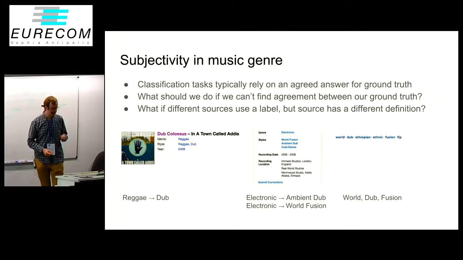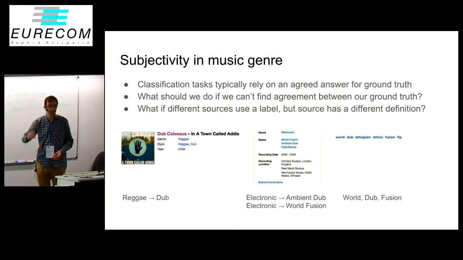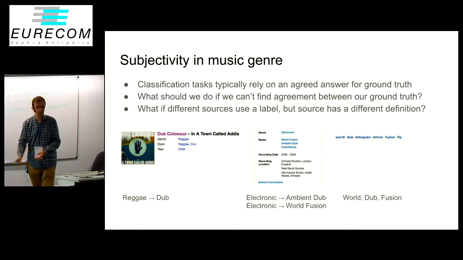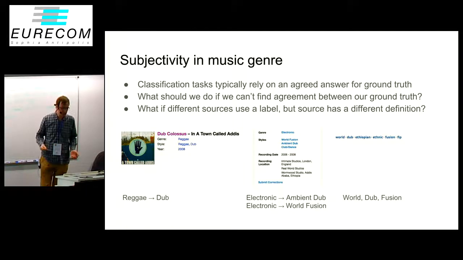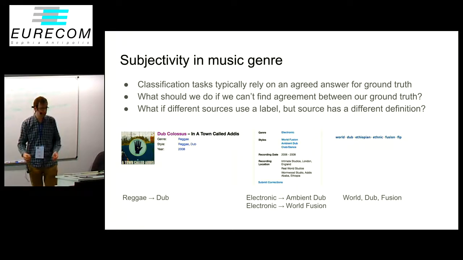So we're looking at this idea of subjectivity in genres. We know that we can ask many people the same question and come up with a different answer. We find a lot of the time these classification tasks typically have a fixed one correct answer that they're expecting people to come up with a solution for. So if we can't find agreement in the ground truth, if we can't find agreement from multiple different people labeling it, what should the response of these machines be in giving us an answer in a classification task?